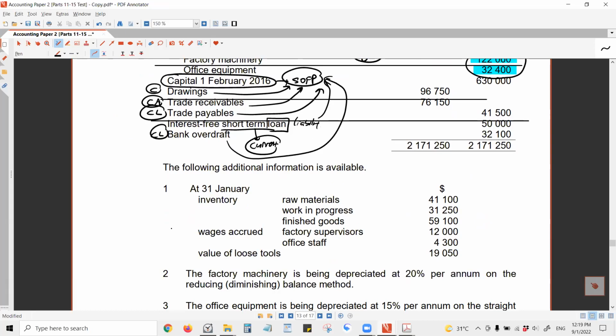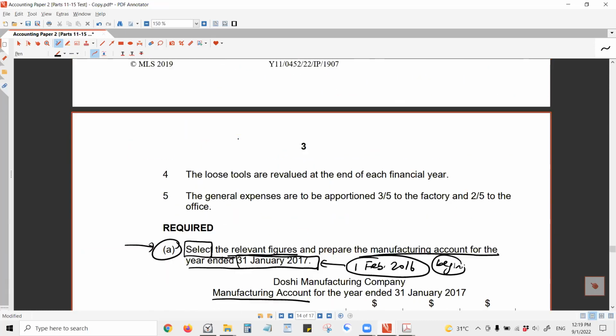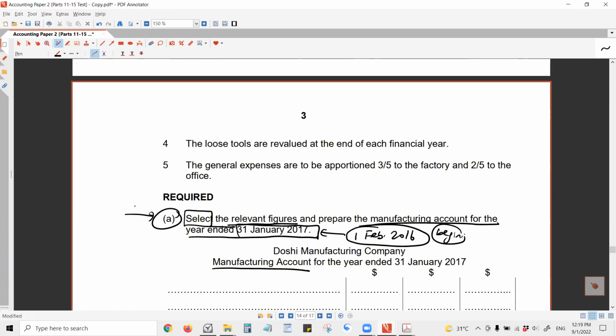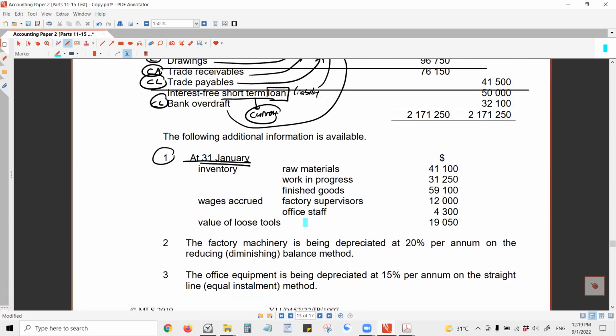Following additional information is available. This is 31st January. Is this the beginning of the year or year end? So see the question. Year end is 31st January. Okay. So these are all the year end balances, or you call them the closing amount. So these are closing raw material, closing work in progress, closing finished goods.